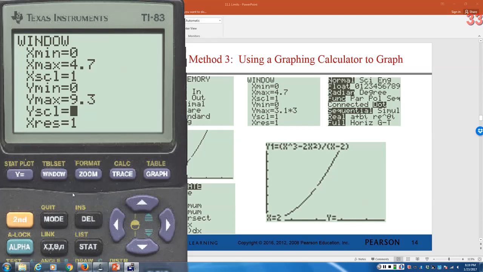So once I've done that, the other thing that I'm going to do is I'm going to hit my mode button.